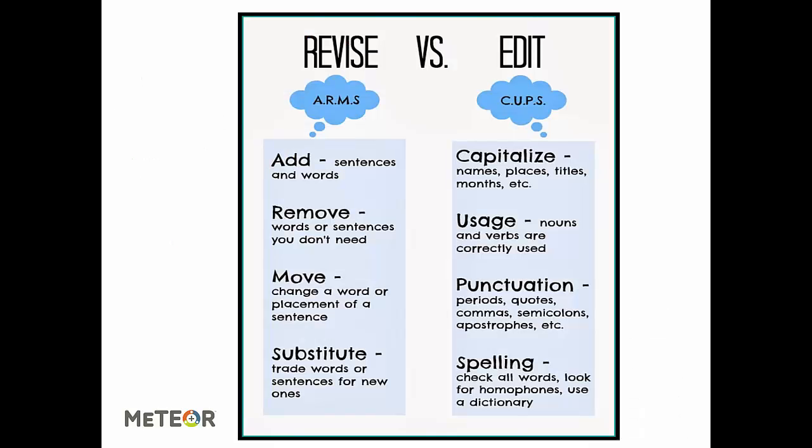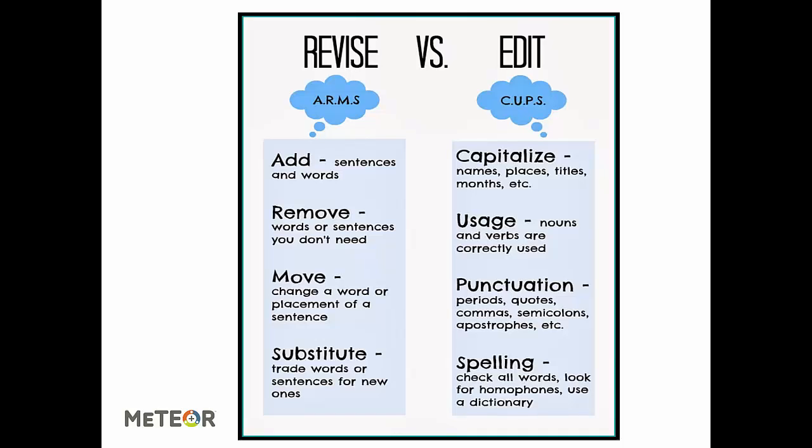This chart clearly shows the difference in revising and editing. The acronyms ARMS and CUPS make it easier for students to remember what to do during the writing process, especially with our younger students. We already went over what ARMS means. Let's look at what CUPS means. CUPS for editing stands for C, capitalize.